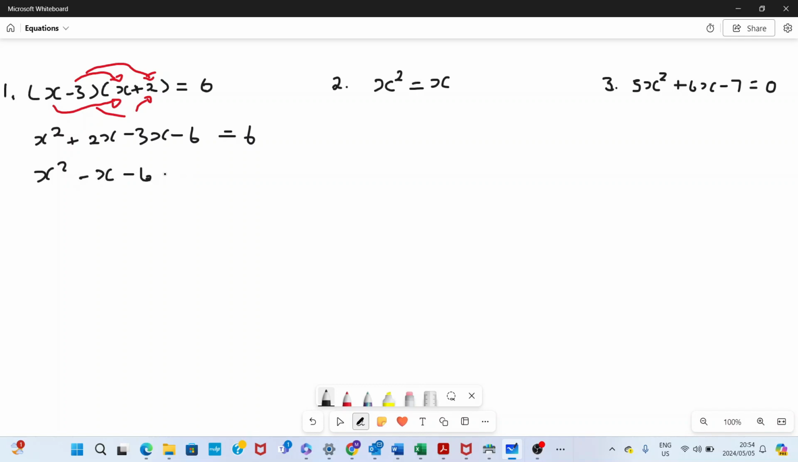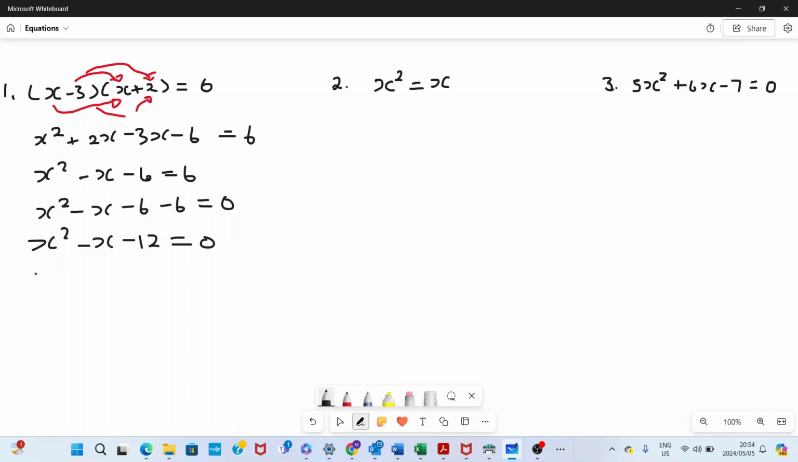So this is equal to 6. So x squared minus x minus 6. We take this 6 to the other side of the equation, the left hand side of the equation. We'll have this. So x squared minus x minus 12 is what we have now, being equal to 0. So now we have a quadratic equation.